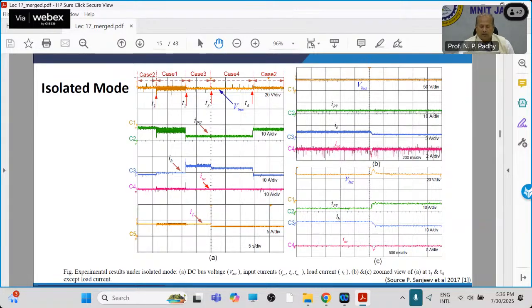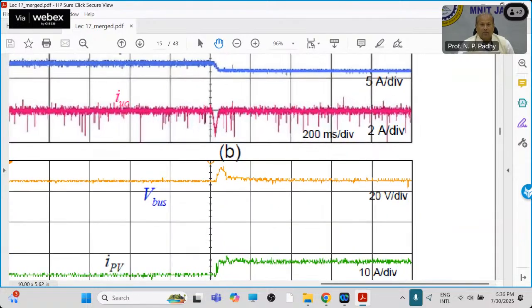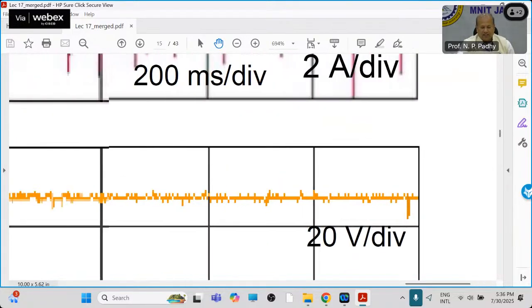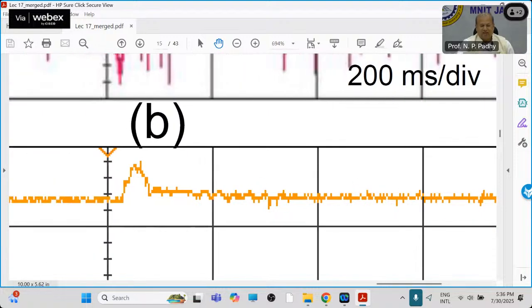Could you see the noise level? Are you able to see? These are actually true hardware results, okay, using your CHIL experimentations. So nothing is free, you see. This is how it looks really. But in the simulation, it will look almost perfect.